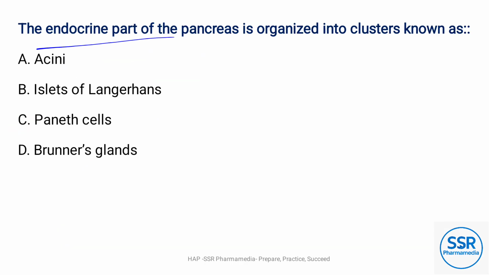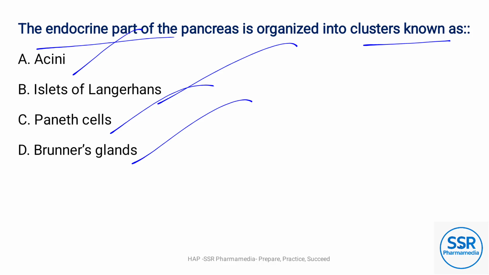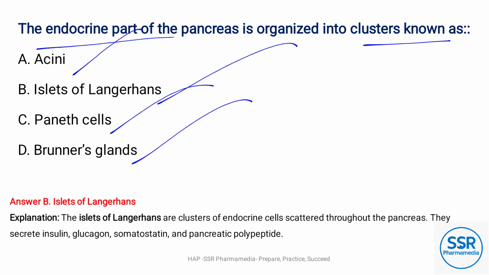The endocrine part of the pancreas is organized into clusters known as option A, acini, option B, islets of Langerhans, option C, Paneth cells, option D, Brunner glands. So the answer is option B, islets of Langerhans. The islets of Langerhans are clusters of endocrine cells scattered throughout the pancreas. They secrete insulin, glucagon, somatostatin and pancreatic polypeptide.